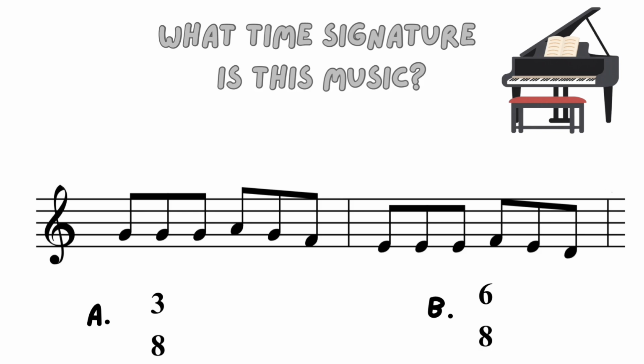Right, next question. What time signature is this piece of music? Okay, is it 3/8 or 6/8? Okay, have a think about it. Count up the notes. Is it 3/8 or 6/8? How many is in a bar? Answer coming up. 3, 2, 1. Okay, so it's 6/8 because there's 6 quavers in a bar.